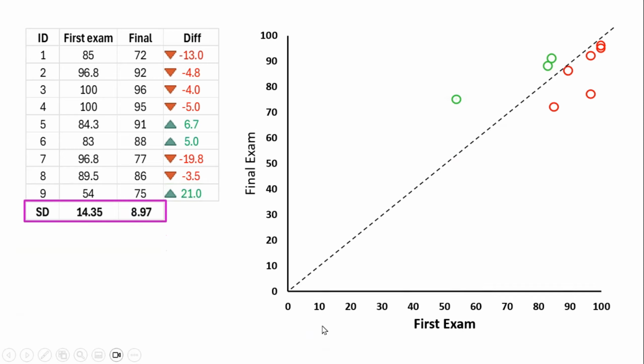So the other thing you can do is get some descriptive statistics for the data that you have, and I've done that here. If you look at the standard deviation, you can get a sense of the variability between the 2 exams. The standard deviation for the first exam was 14.35, and the standard deviation for the final exam is about 9. So you can see that there's a little bit of a difference there. There's more variability on the first exam than there is on the final exam.